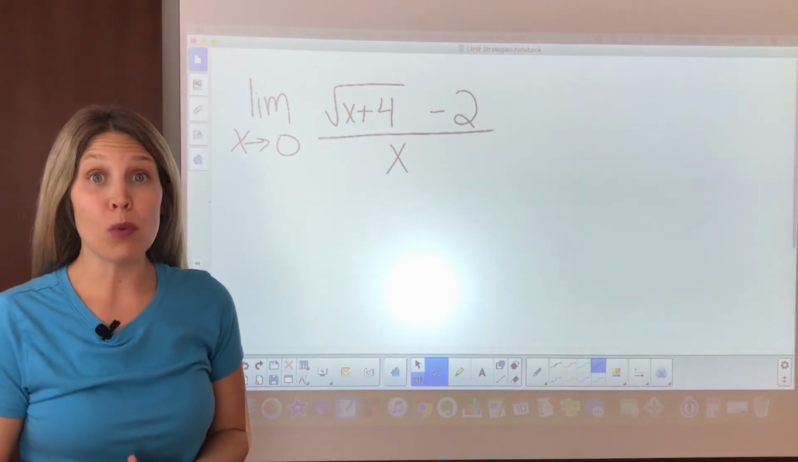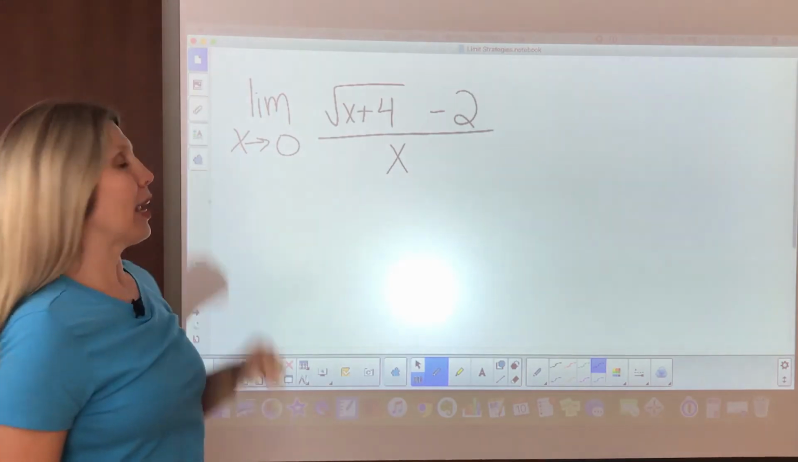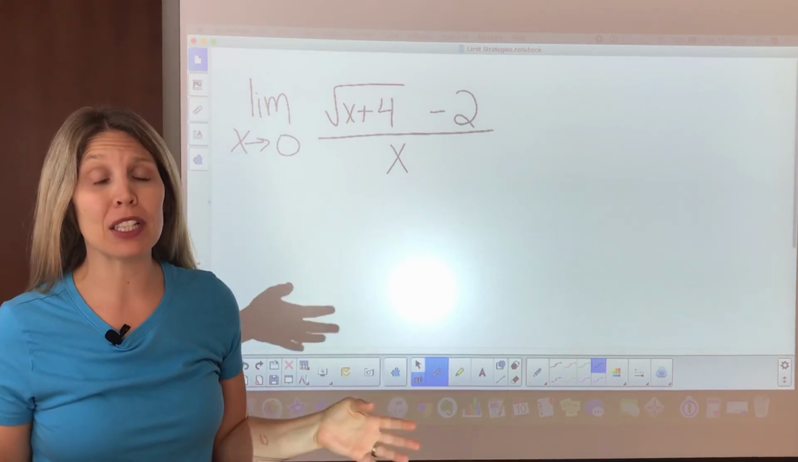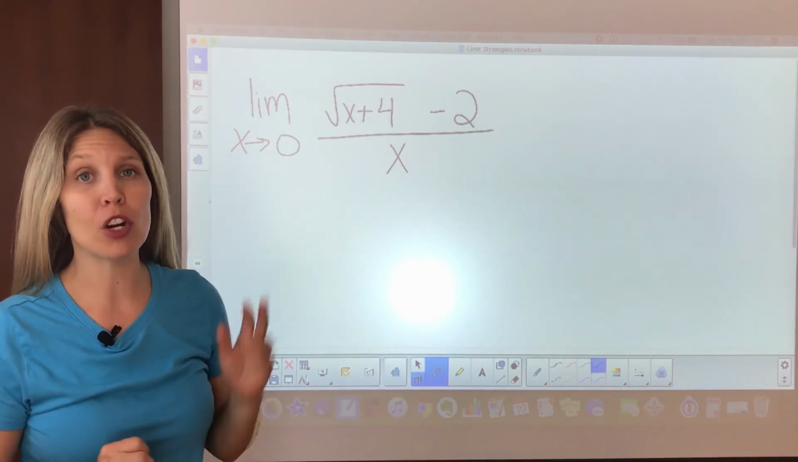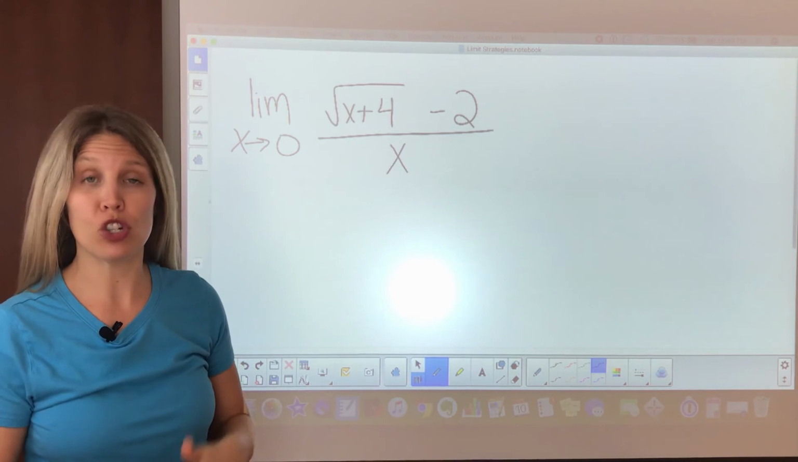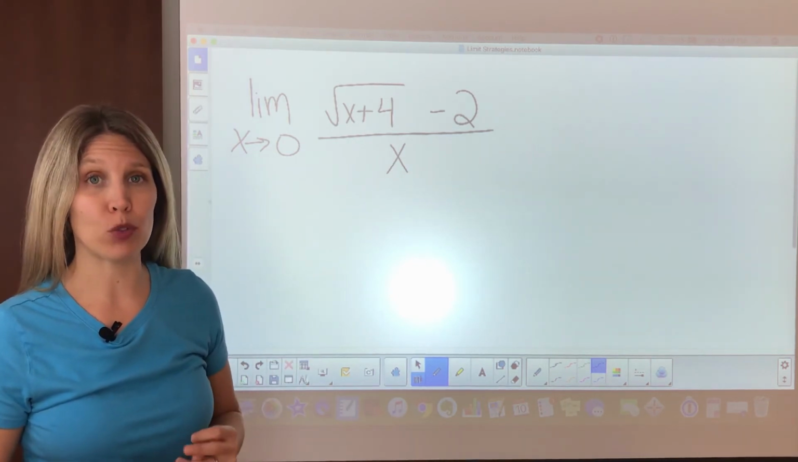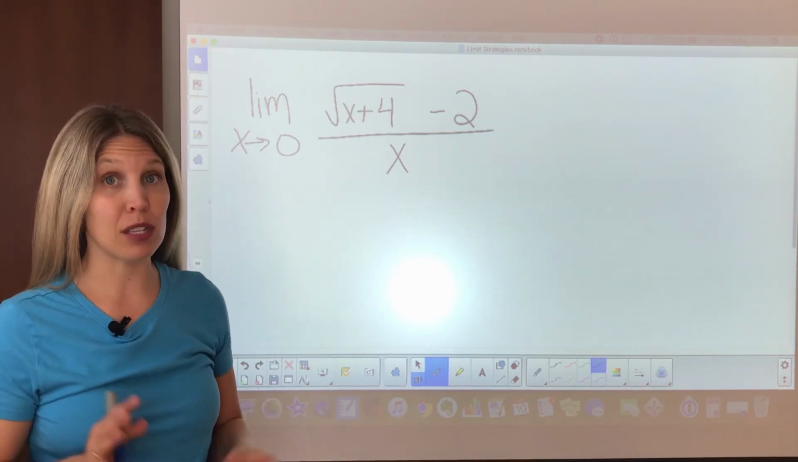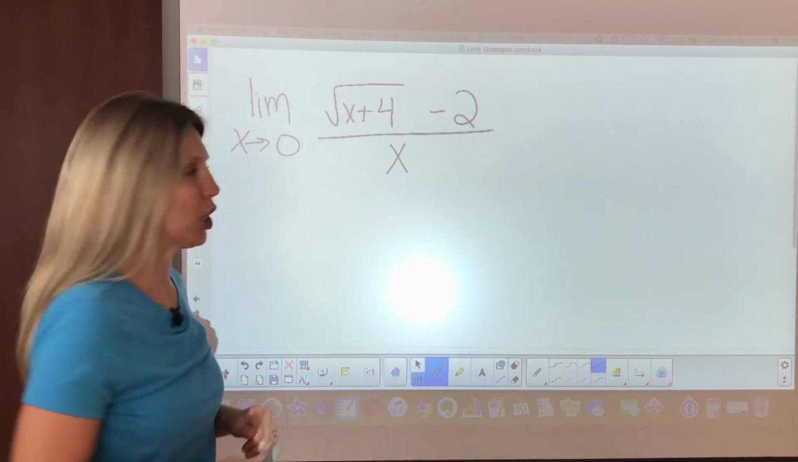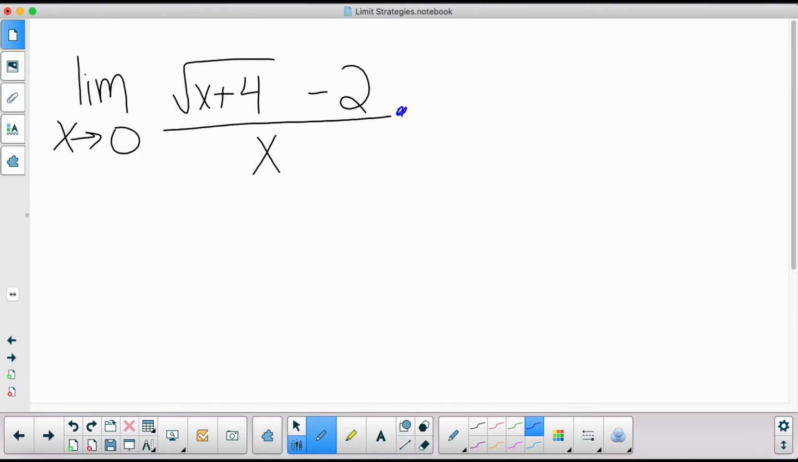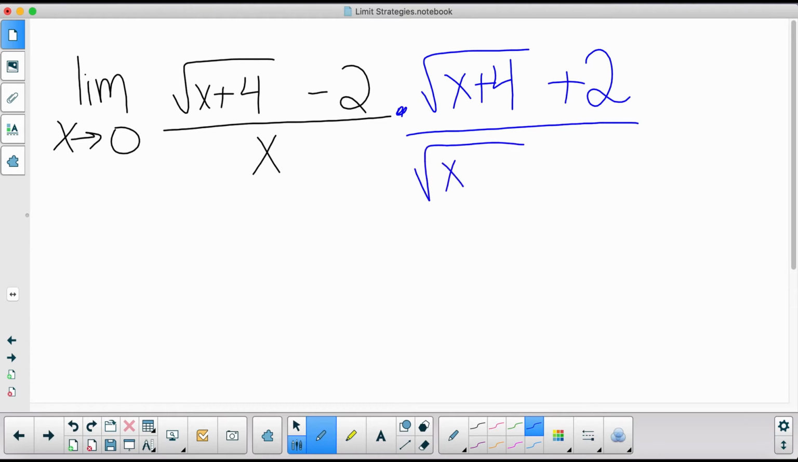All right, let's try some more rationalizing. If we plug in 0 to this, we automatically know we cannot have 0 in the denominator. Therefore, we must try a new strategy. Factoring is not going to work, so we have to rationalize. Let's check out this disguised tricky one that we're going to use. So this time, we need the square root of x plus 4 plus 2, which means we need the same thing in the denominator, because if we multiply by a 1, we have not changed the problem.